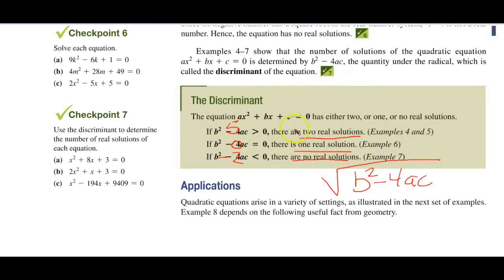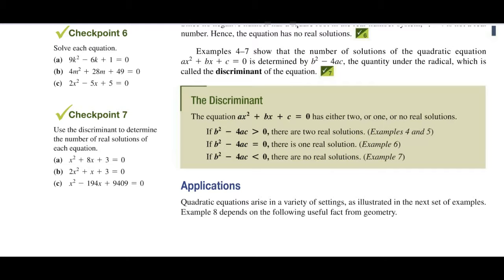So you might get some like this, where they're going to ask you the number and kinds of solutions that you will determine by using the discriminant. It is what is under the radical sign.